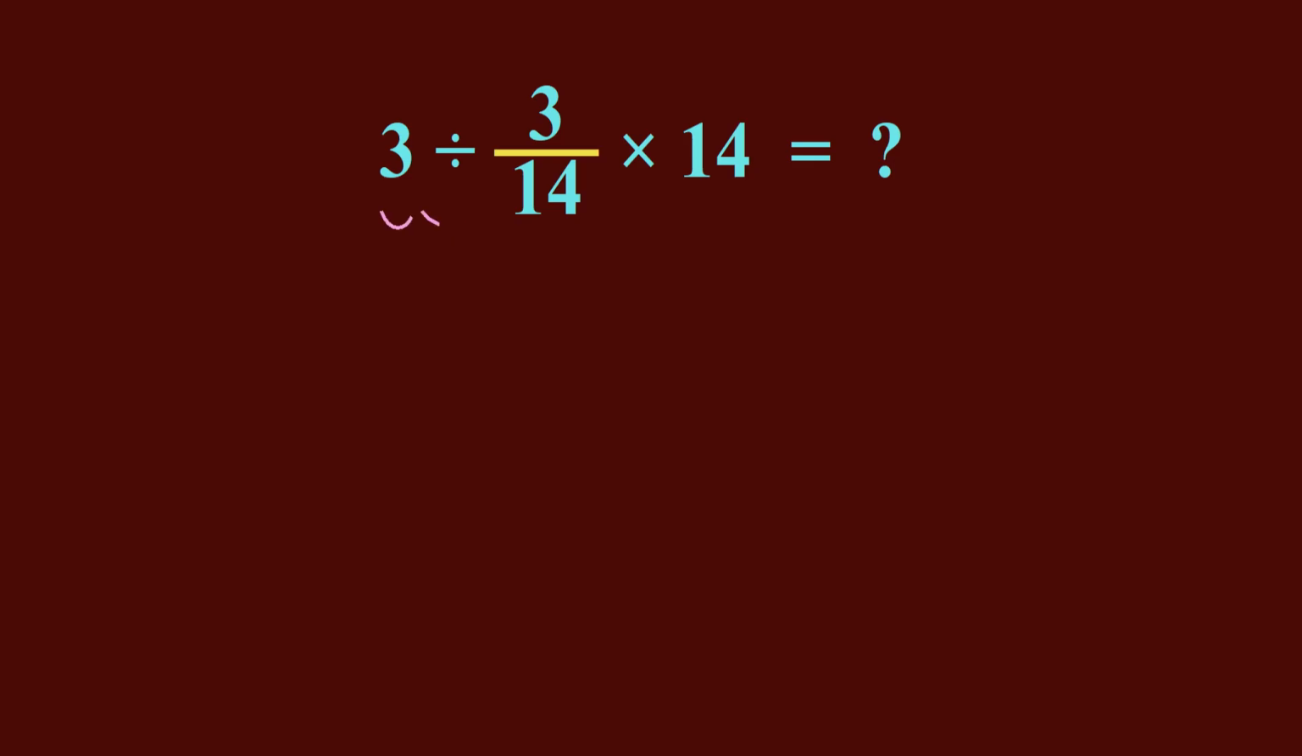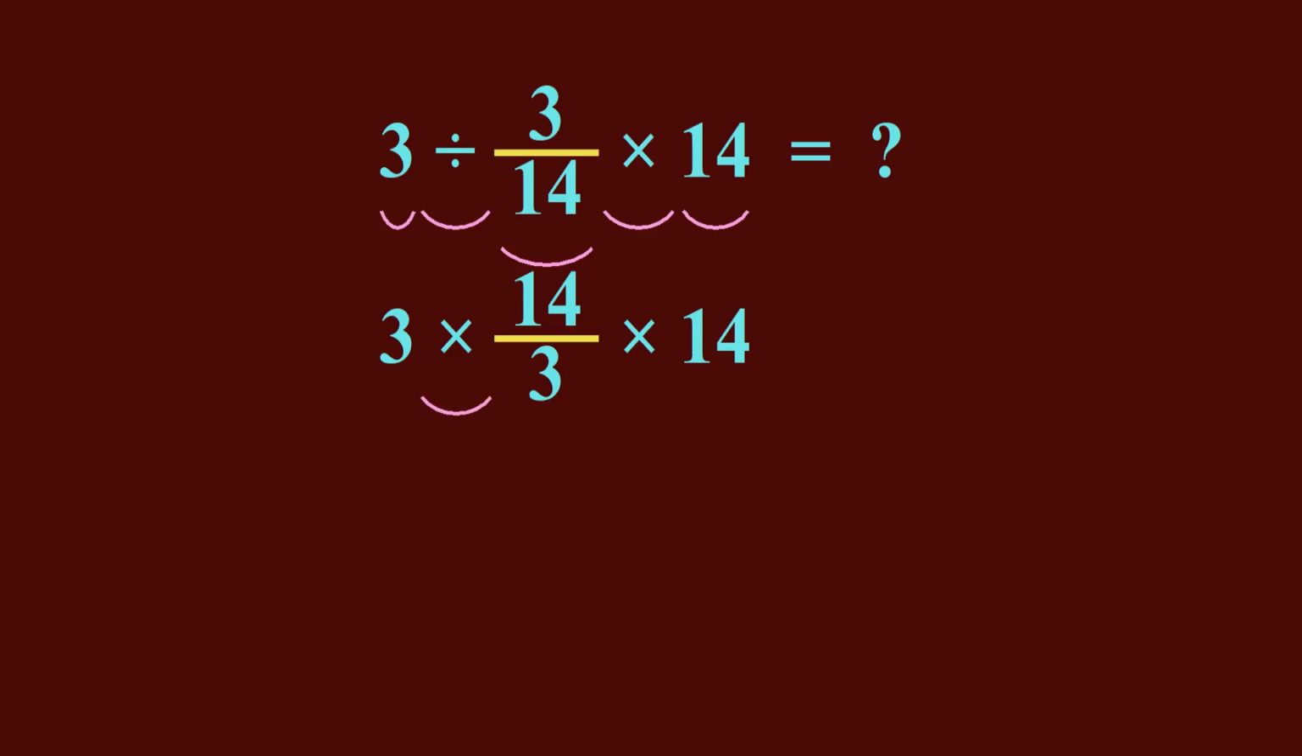3 divided by 3 over 14. To do this division, write down the 3, then change division to multiplication and flip this fraction to 14 over 3. And here again, we have times 14. Now we have this new problem. First we do this multiplication.